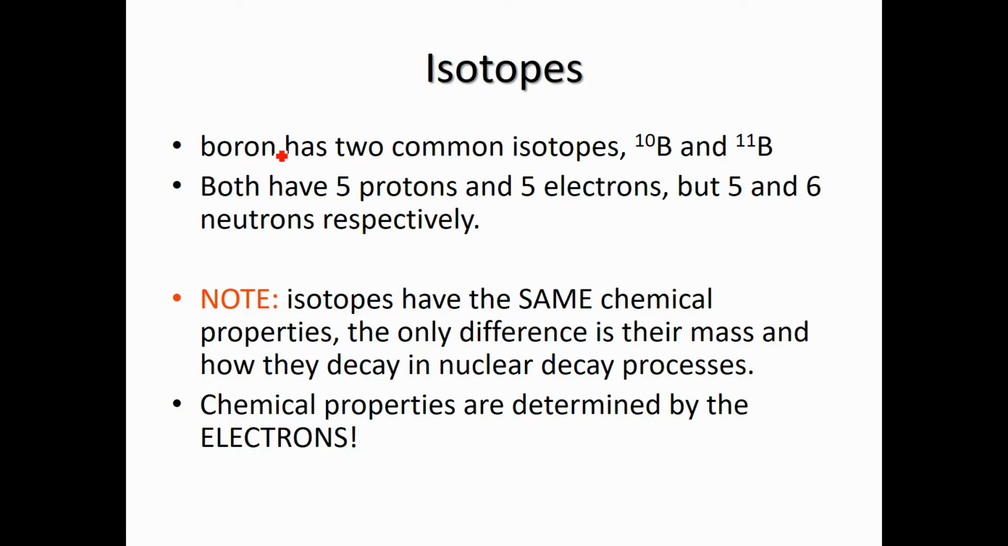Now look at boron. Boron has two common isotopes, B10 and B11. Both have 5 protons and 5 electrons, but 5 and 6 neutrons respectively. Going back to the definition, isotopes will have different masses. The reason being, they have the same number of protons but different numbers of neutrons.